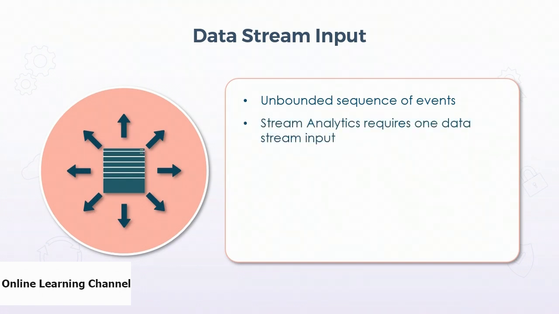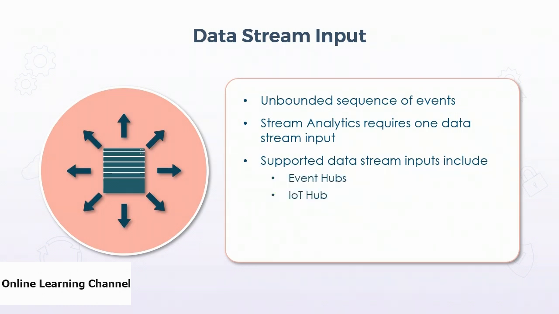Stream Analytics requires at least one data stream input to work. This should make sense since it's designed to process streams, so it can't perform without input. It can support multiple input streams. As we've seen, these data streams can come from Event Hubs, IoT Hubs, Azure Data Lake Storage, or Blob Storage accounts.